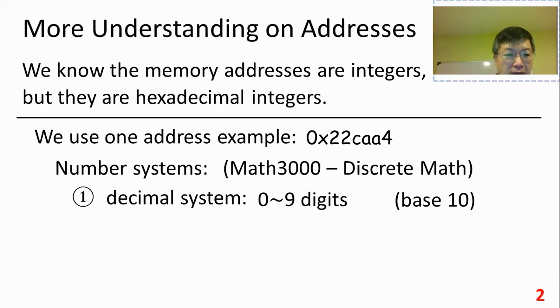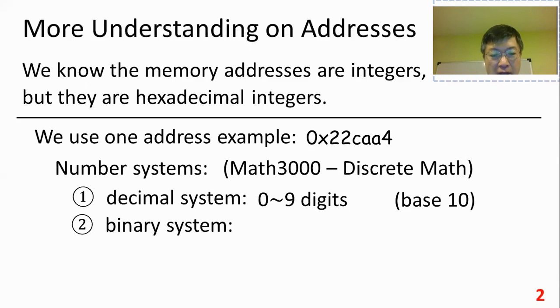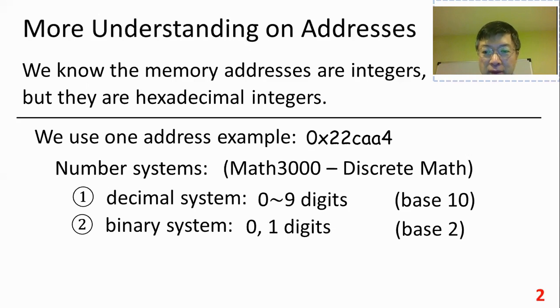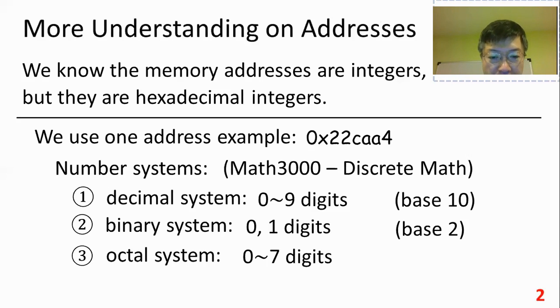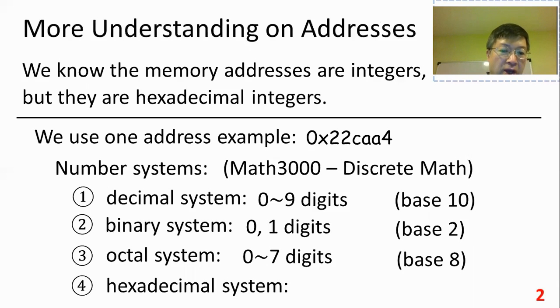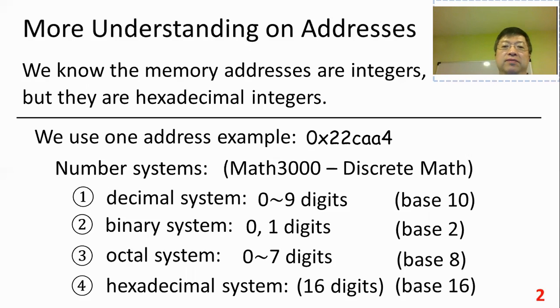The next one, binary system. We use 0 and 1, two digits. Base 2. Next one, called octal system. We use 0 through 7, 8 digits. And the base is 8. The fourth one is the hexadecimal system. So we use 16 digits. What are those digits? We will see it in the next slide. The base is 16. Okay?